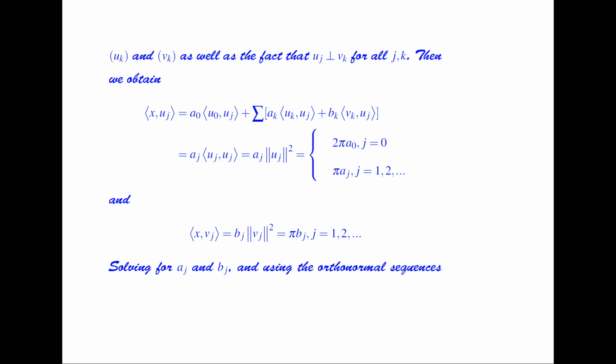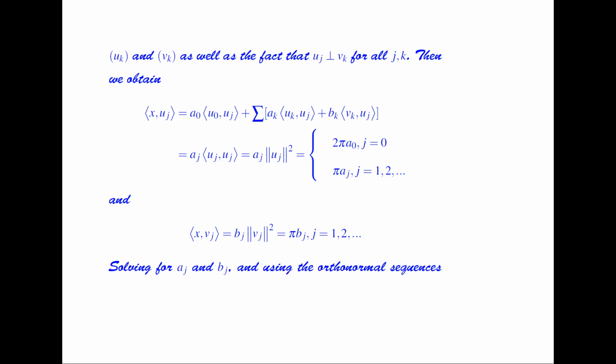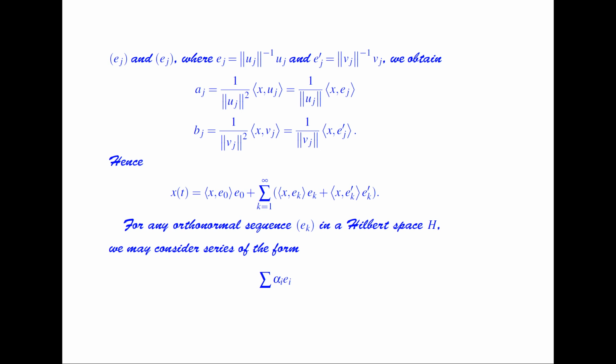And similarly the inner product of x comma vj is equal to bj times the norm of vj squared, which is equal to pi bj where j is equal to 1, 2, and so on. So solving for aj and bj and using the orthonormal sequences, we have ej equal to the norm of uj inverse times uj, and e prime j equal to the norm of vj inverse times vj. We obtain aj equal to the inner product of x comma uj over the norm of uj squared, which is equal to the inner product of x comma ej over the norm of uj.